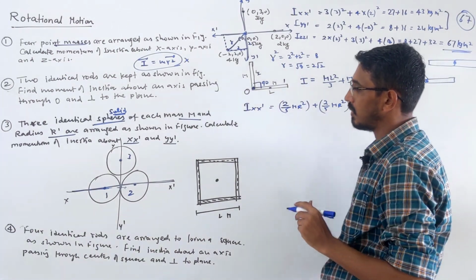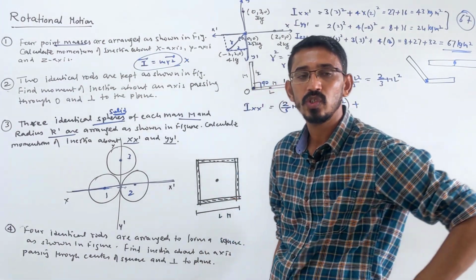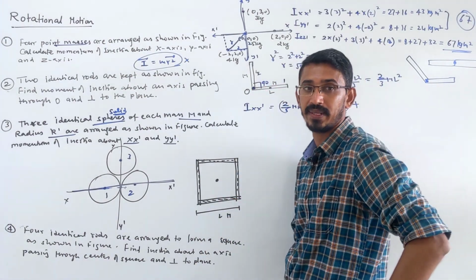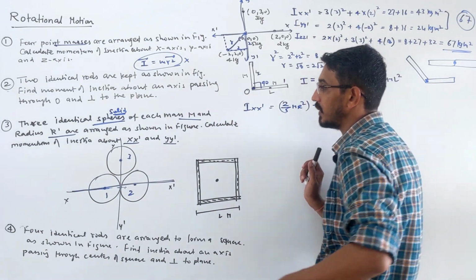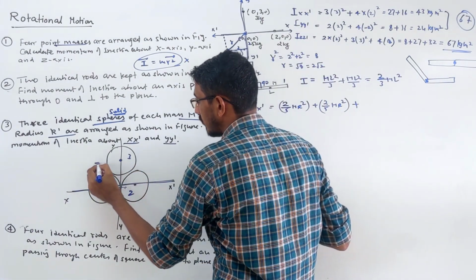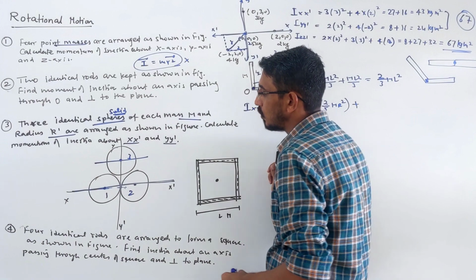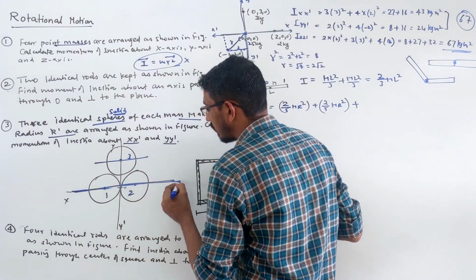But the third sphere is not about its diameter right now. So what we have to do is write the parallel axis theorem. Give attention here. This third sphere, this is the diameter, right? So it is rotating about this line, right? About this line.